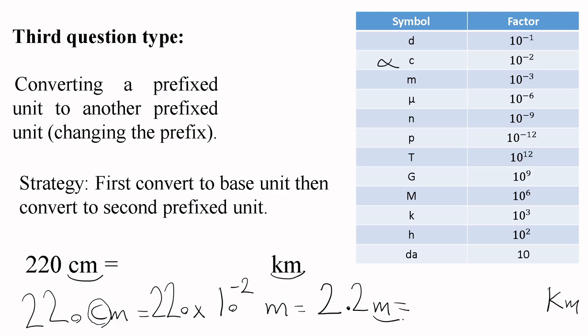Now we want to convert it to kilometer. Here we have a base unit and here we want to convert it to a prefix unit. We must divide by what? By the factor of kilo. So 2.2 divided by 10 to the power of 3. As I told you before, you know how to calculate that and I'm going to write the final answer here. It's going to be 0.0022, and it's going to be the final answer.